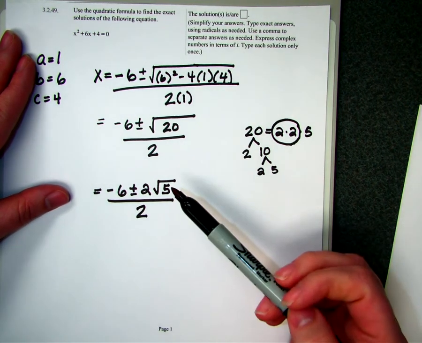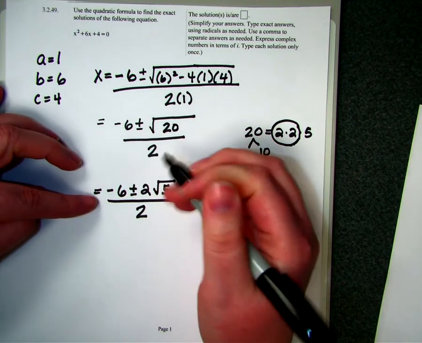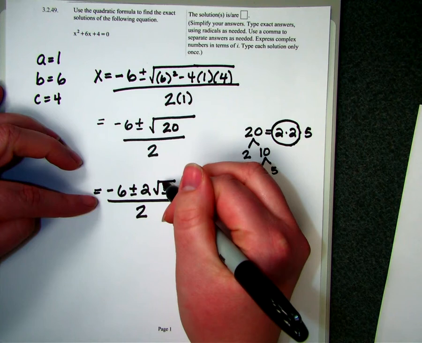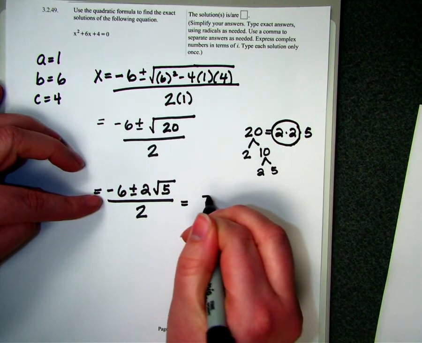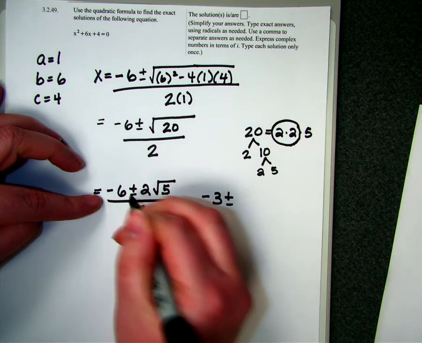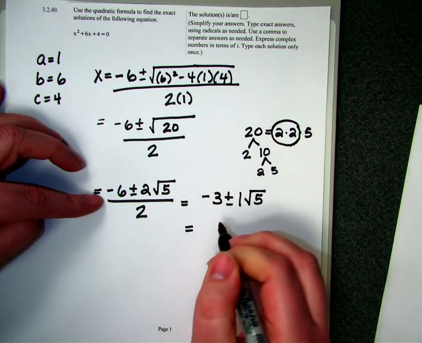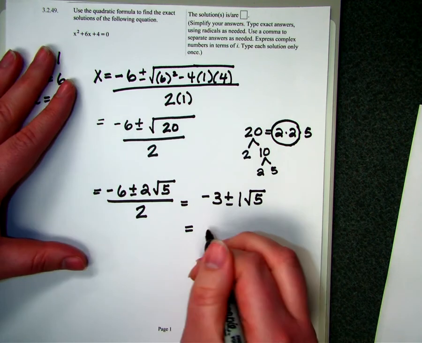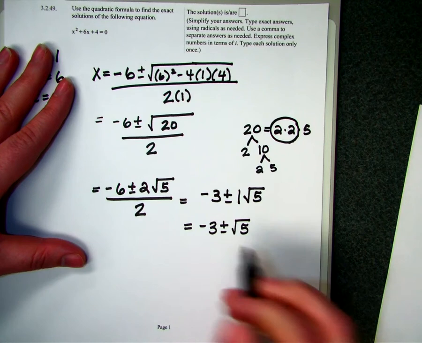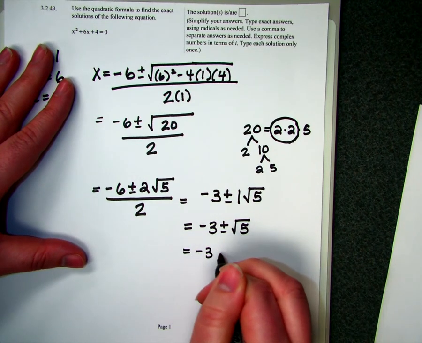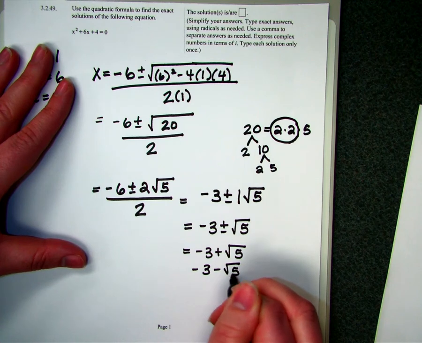Now we need to look and see if we can simplify the fraction, and we can. Negative 6 is divisible by 2, and this 2, for the second piece of this, is also divisible by 2. So negative 6 divided by 2 is equal to negative 3, and 2 divided by 2 is 1. So our quadratic simplifies to negative 3 plus or minus the square root of 5. And if we need to write these individually, it looks like negative 3 plus the square root of 5 and negative 3 minus the square root of 5.